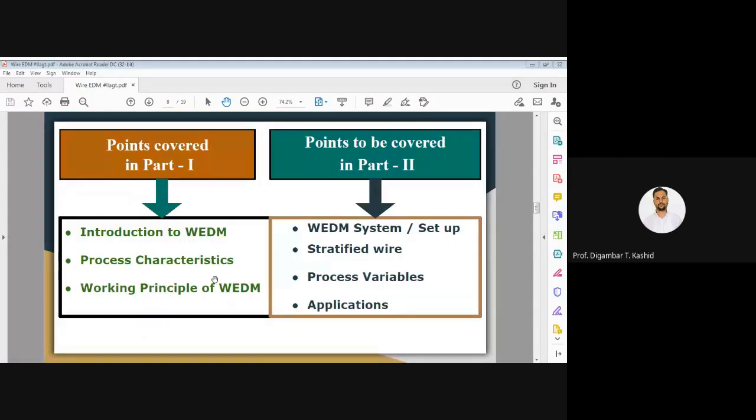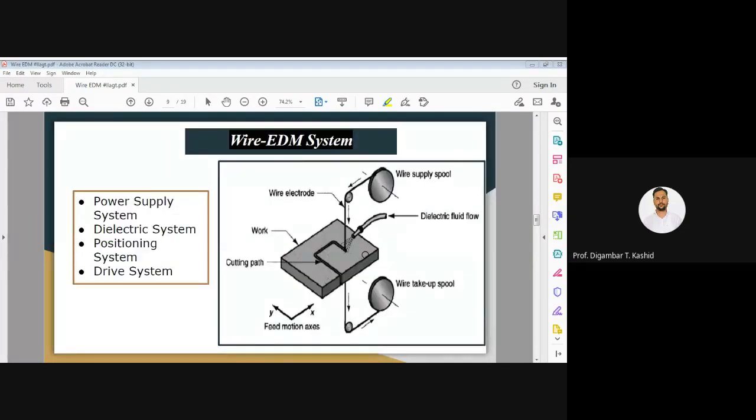Here you can see the points we already covered in our last lecture: the introduction to wire cut EDM, the characteristics, and the working principle of wire cut EDM. Today we are going to cover the wire cut EDM system setup, then what is meant by stratified wire, the different process variables, and at last the applications. So let us start with the wire EDM system or setup.